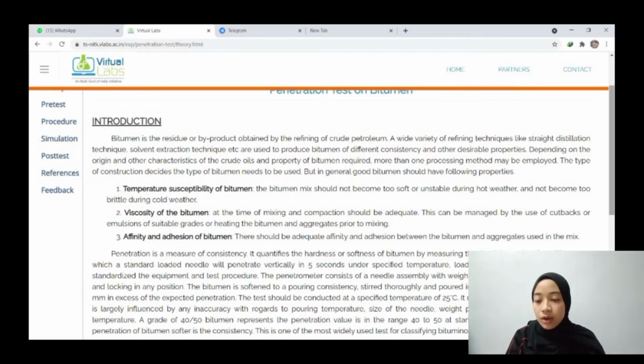A grade of 40/50 bitumen represents a penetration value in the range 40 to 50 at standard test conditions. The higher the penetration of bitumen, the softer the consistency. This is one of the most widely used tests for classifying bituminous materials into different grades.